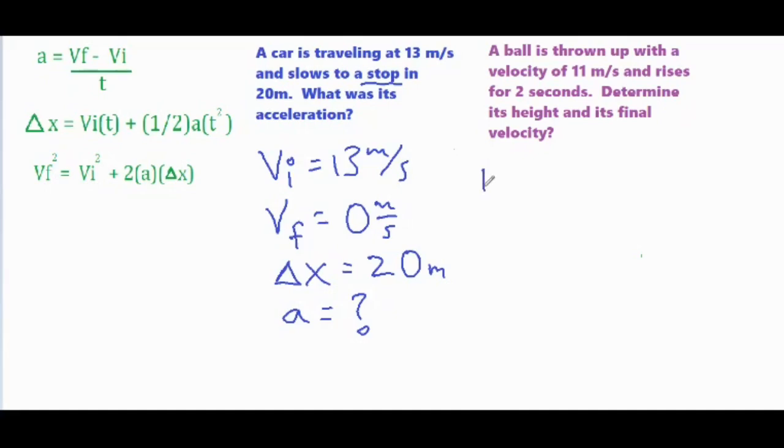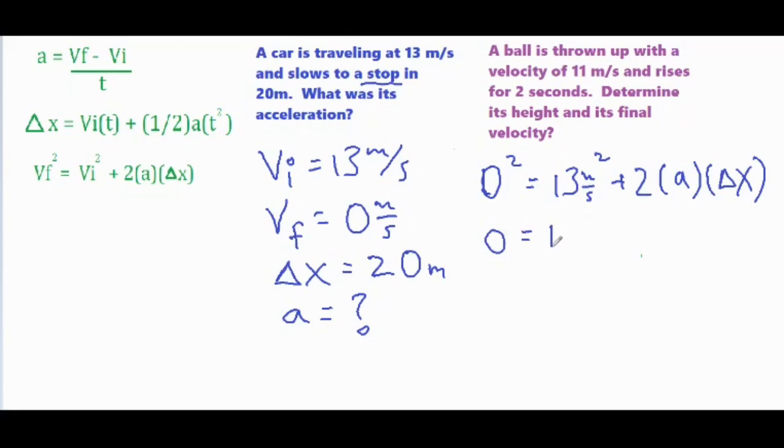When I place everything in there, I get 0 squared equals 13 squared plus 2 times a times delta x. And what I'm going to do is condense those numbers a bit. And I'm going to square my 0, which comes out to 0. I'm going to square 13, which comes out to 169. And then for these three numbers, since the order in which you multiply numbers doesn't matter, I'm going to go ahead and, oh, whoops, I didn't put the 20 in here. So this is 20 meters.